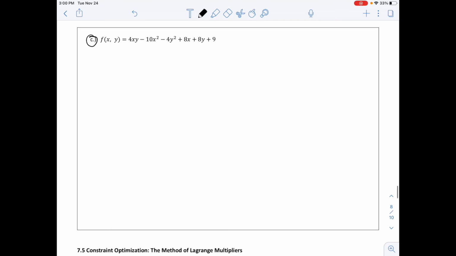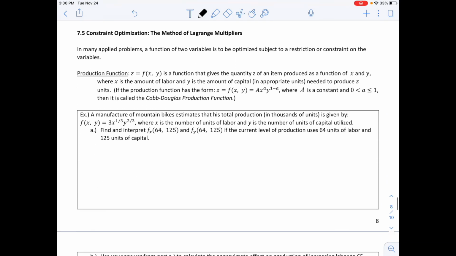in class. And then we're in section 7.5, which is constraint optimization, the method of Lagrange multipliers. In many applied problems, a function of two variables is to be optimized subject to a restraint or a restriction or a constraint on the variables. And so we have a production function, which is z equals f of x, y, a function that gives the quantity z of an item produced as a function of x and y, where x is the amount of labor and y is the amount of capital, in appropriate units. So make sure you underline the units and understand what the units need to be expressed as.